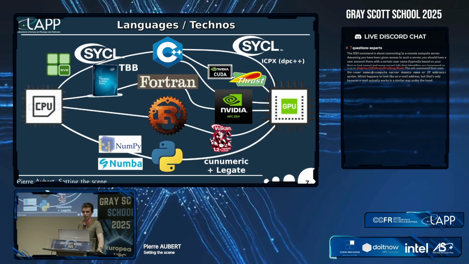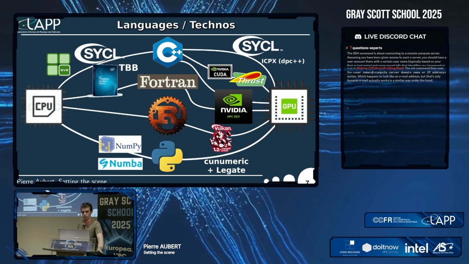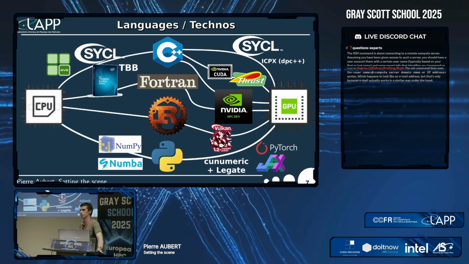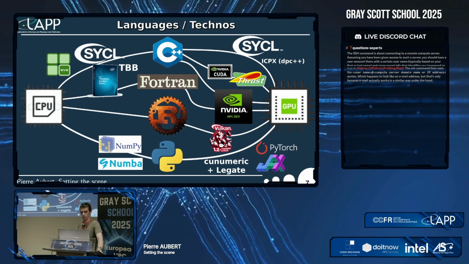And finally, we will have CMake and Legate, so CuPy now because they changed the name, of course, for Python, and PyTorch and JAX, also for computing, so for the end of the week and the end of the other week.